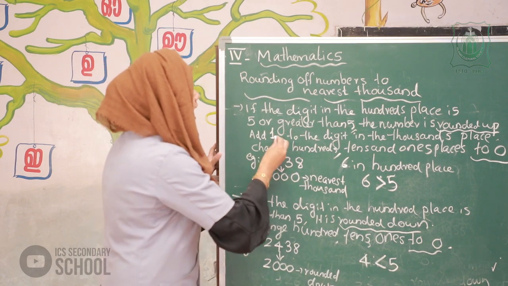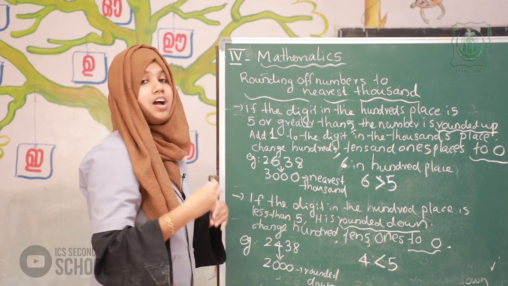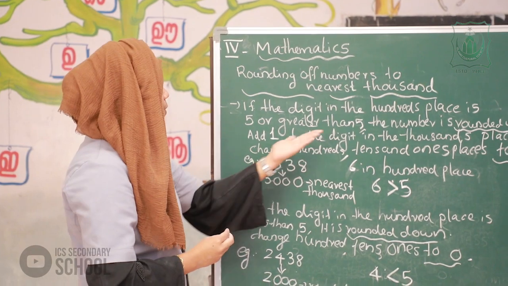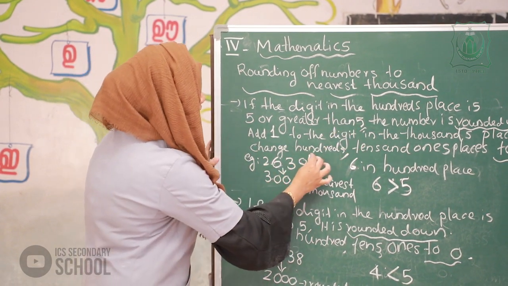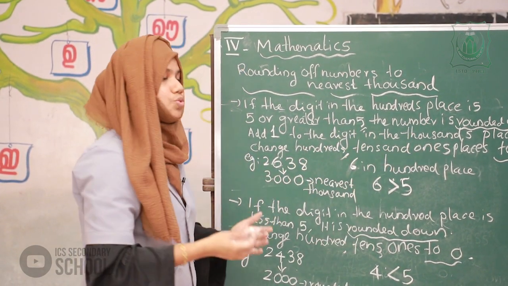So add 1 to the digit in the 1000 place. Change the hundreds, tens and ones to 0.